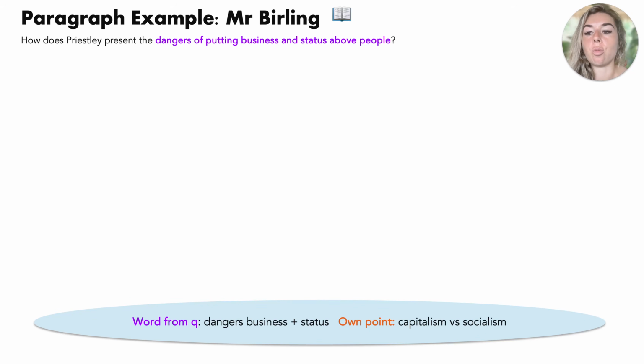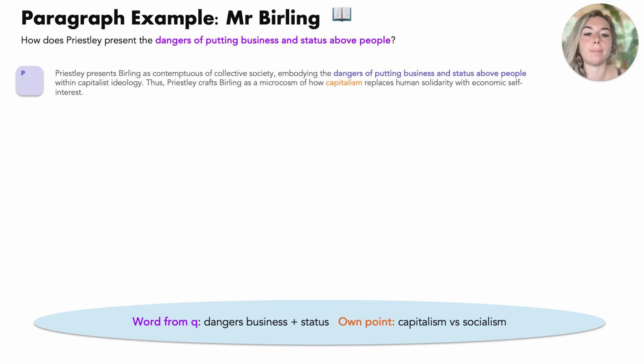So let's look at a full paragraph example. Let's say the question is, how does Priestley present the dangers of putting business and status above people? The first thing I'm going to do is my point. With my point, I'm going to have my own point in the words from the question.